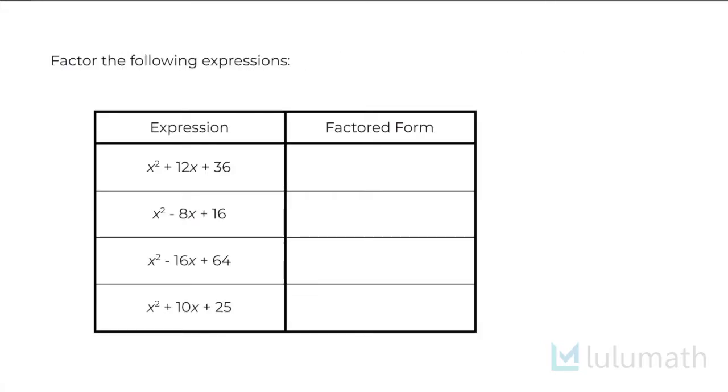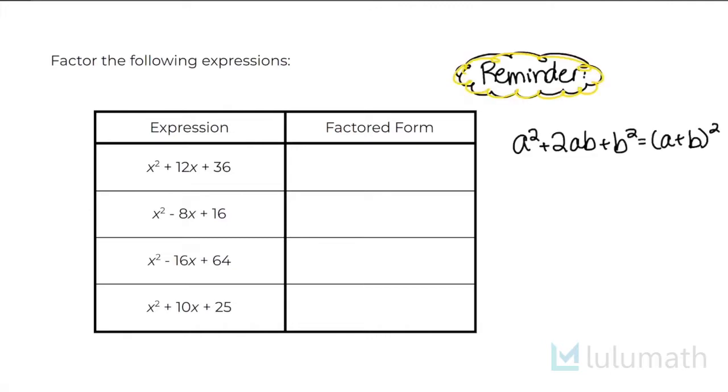So we're asked to factor the following expressions. And just a reminder that a squared plus 2ab plus b squared is a perfect square trinomial, and it factors to a plus b quantity squared. And if you need a refresher on why that is, make sure you check out that video. So our first expression that we want to factor is x squared plus 12x plus 36.